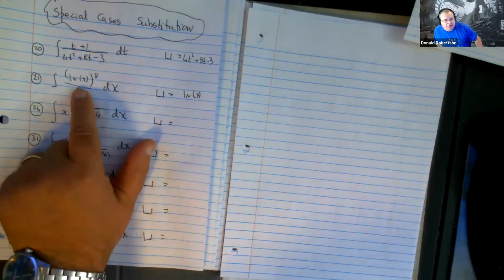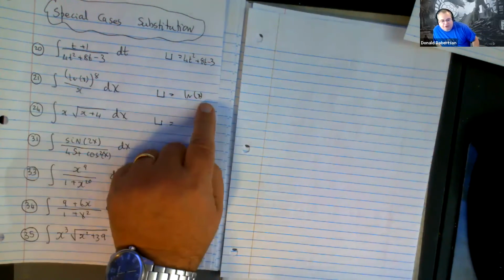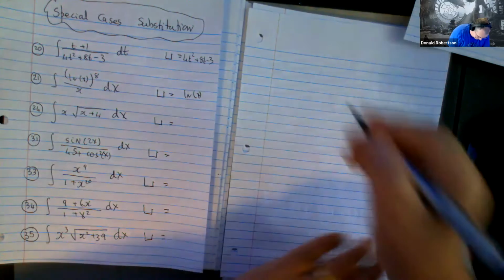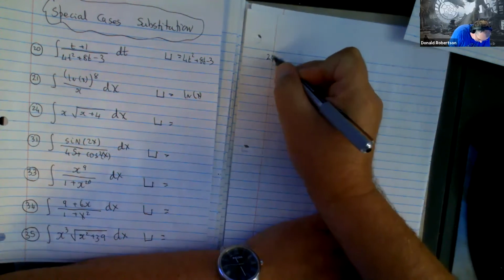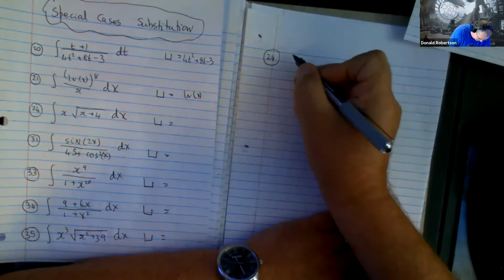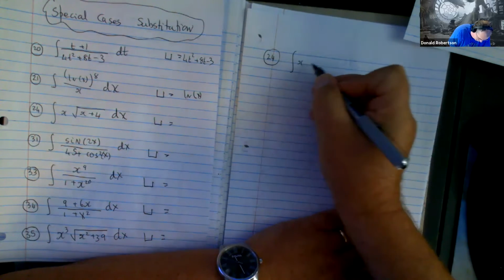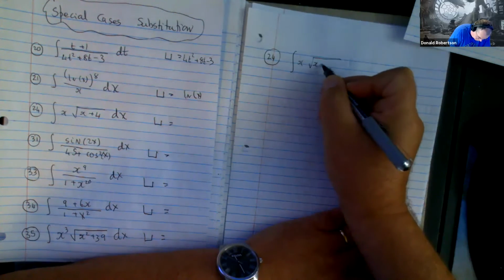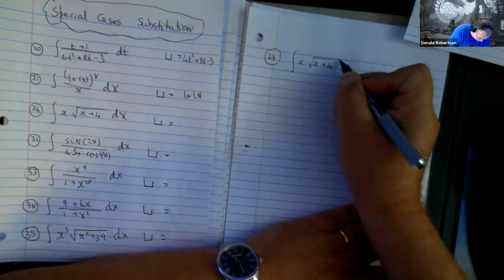This guy here, would you agree the U sub is log x? Now, apart from that, that question is pretty straightforward. So I'm not going to do anything else with that one. Question 24, on the other hand, is really ugly. Really ugly and really awkward.